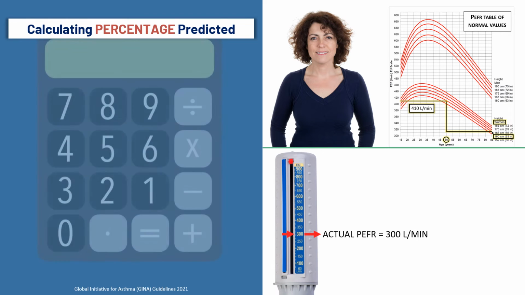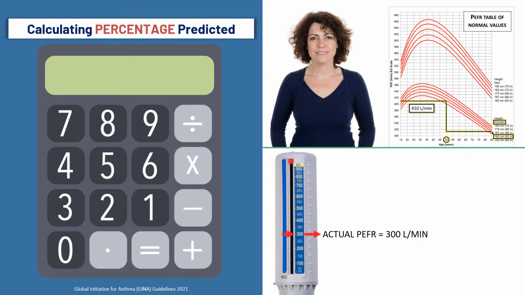And so what we do at this point, we get our calculator out, and that's the equation that we use. We look at the actual, we then divide it by the predicted, we times it by 100, and that is the number that we want. So 300 is the actual, we divide it by what it was predicted to be, 410, times it by 100, and it ends up being at 73% of the predicted.